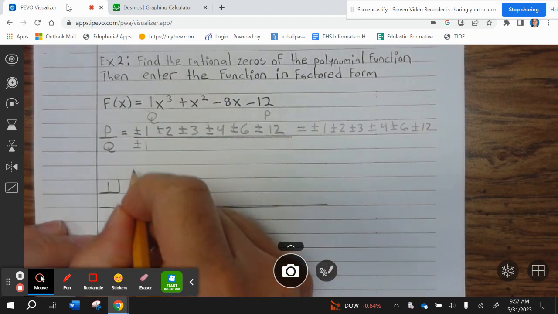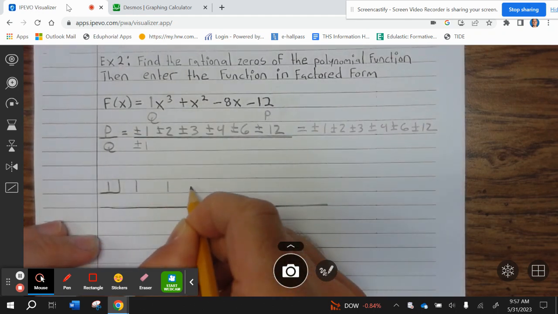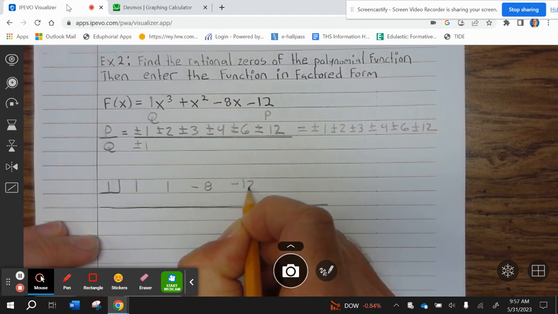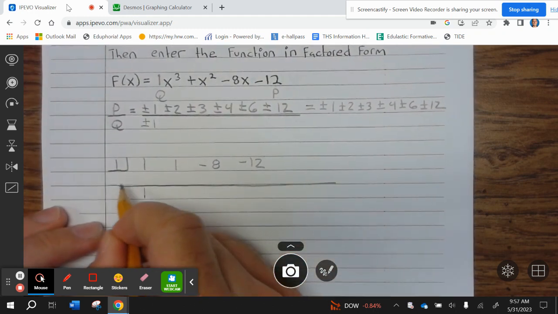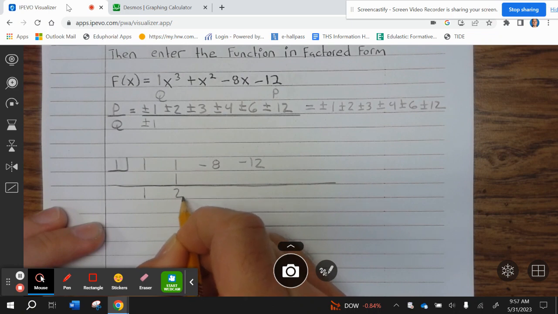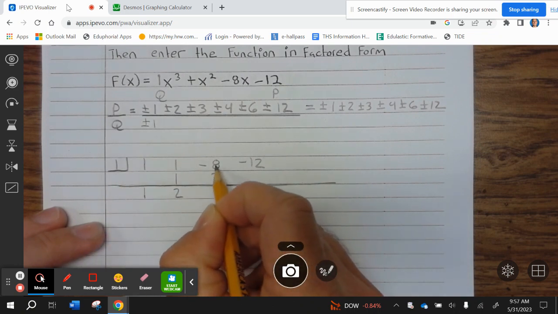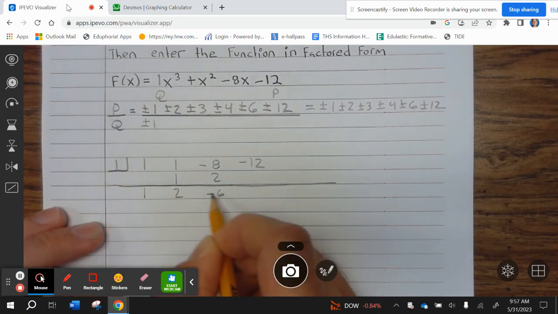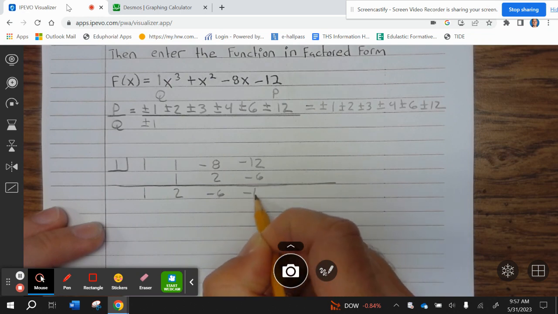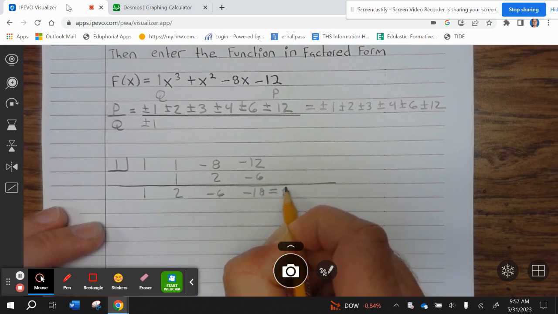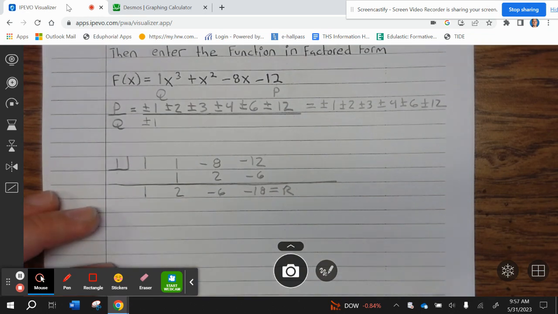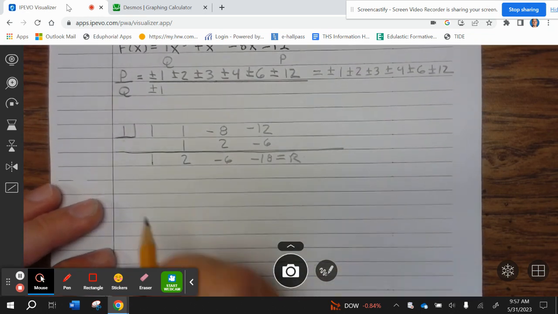Okay? So then we bring down the 1, 1, -8, -12. 1 times 1 is 1. 1 and 1 is 2. 1 and 2 is 2. -8 and 2 is -6. 1 times -6 is -6. The remainder is -18, so 1 is not a 0. So now let's try -1.